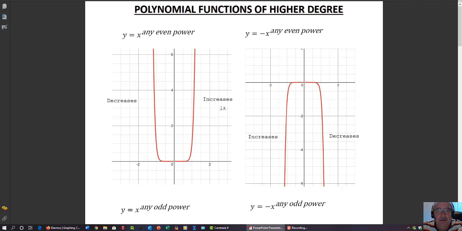All right, so here's a few illustrations here in the notes now. I put y equals x to any even power. So if you want to, you can come over here and put a few examples like y equals x to the second power, y equals x to the fourth power, y equals x to the 12th power. And remember, the higher the power, the flatter this nose gets. Also, the higher the power, the quicker this thing shoots up on the y-axis.